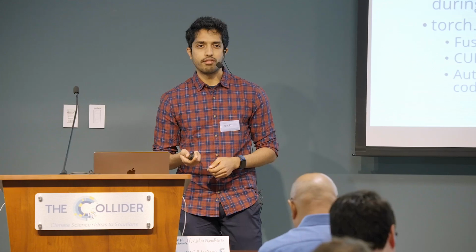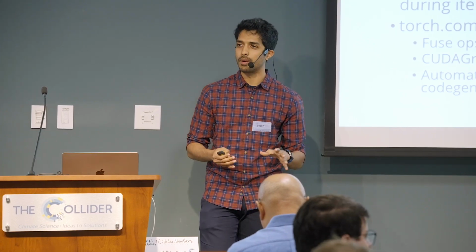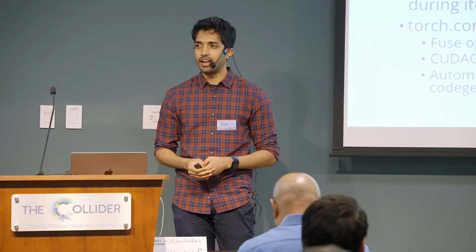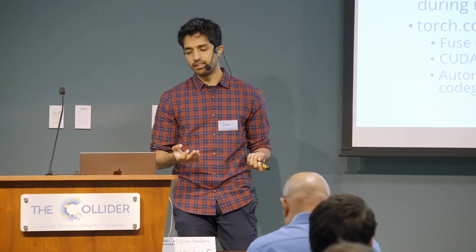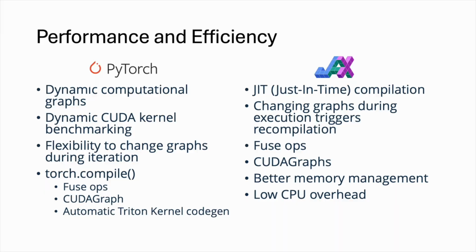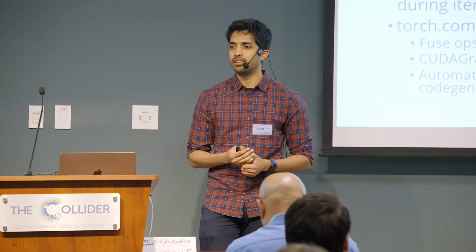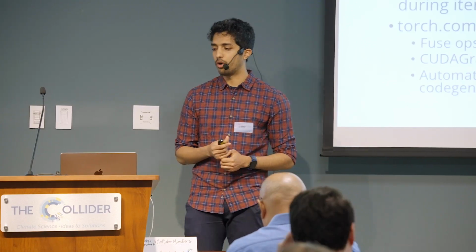But they do have a solution for the change in graph structure every iteration. They have something called torch compile, where you can compile the graph, and it comes with some baked-in efficiency gains, like fusing ops, CUDA graphs, and it also generates automatic Triton for you. Whereas when it comes to JAX, JAX is built with efficiency in mind. So if you want high efficiency and high throughput of training, then JAX is a no-brainer. Changing graphs during execution triggers recompilation in JAX, so that reduces the flexibility that programmers can have while designing their models.